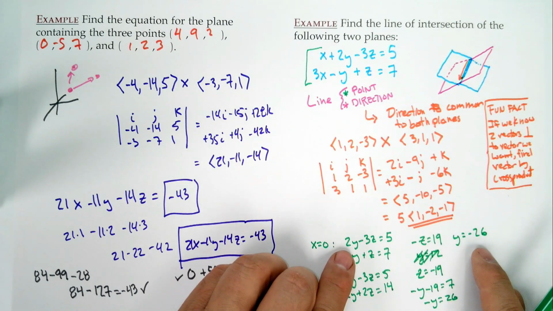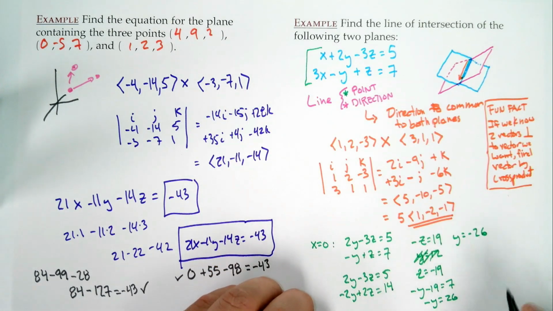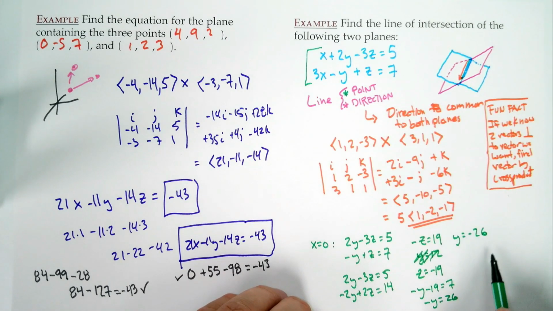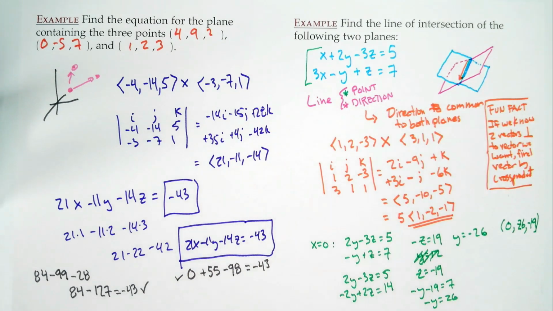And then minus 52 plus 57 does equal 5. So our point that we need for our line is 0, because that was our choice for x, comma, negative 26, comma, negative 19. Now, is this the most elegant point? Absolutely not. We just need a point, though.